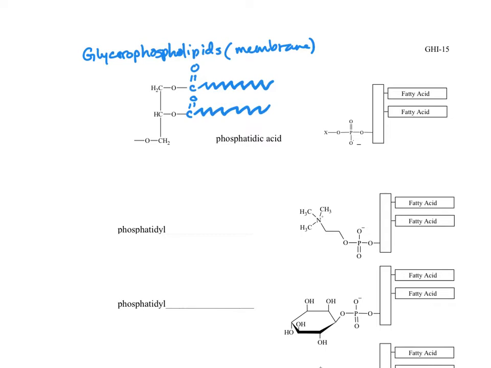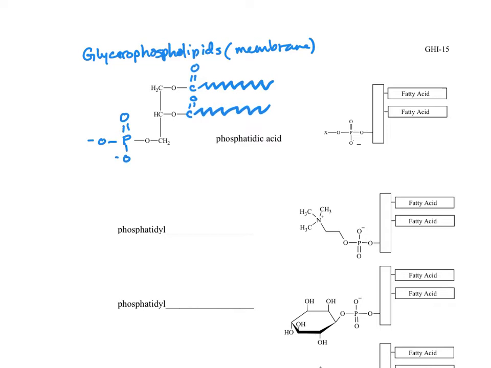Now, instead of having the 3rd alcohol of the glycerol become esterified to a 3rd fatty acid, we're going to attach something that's very polar to it. In fact, we're going to flip that alcohol to the left and we're going to connect it to a phosphate. So careful with the phosphate. It's tricky to draw for students who are not used to it.